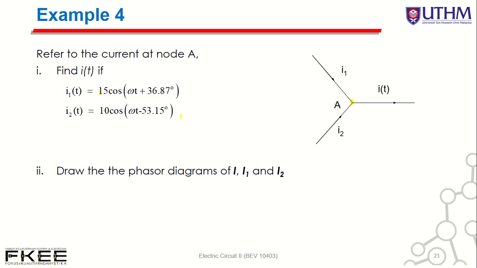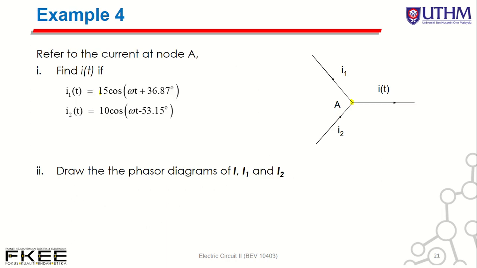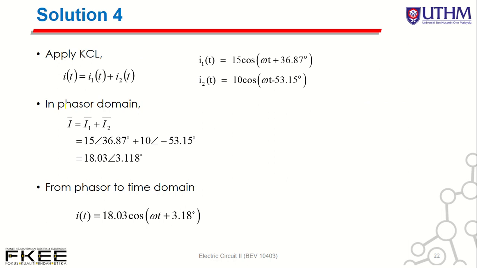So how to solve this problem? First, you need to convert to polar form. Okay, you convert to polar form. Okay, you can convert to polar form because you know that IT equal to I1 plus I2. So I in phasor domain equal to I1 plus I2. Okay, you convert to the polar form, and then you can solve this one. Okay, from the phasor domain you can convert to the time domain. From phasor domain you can convert to time domain. This is a phasor domain, convert to time domain, magnitude and angle.